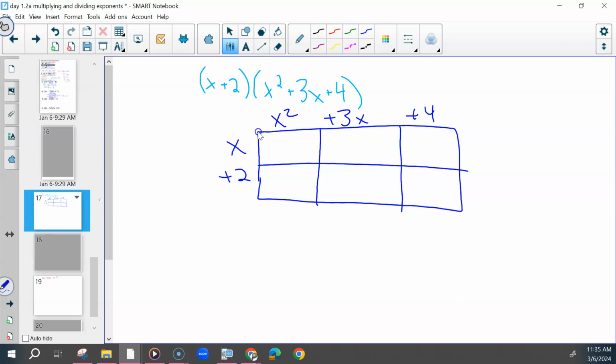And then we just multiply each piece. So x times x squared would be x to the power of 3. Remember, there's an invisible exponent of 1. x times 3x, 3x squared. x times 4, 4x. 2 times x squared, 2x squared. 2 times 3x, 6x. And 2 times 4, 8.